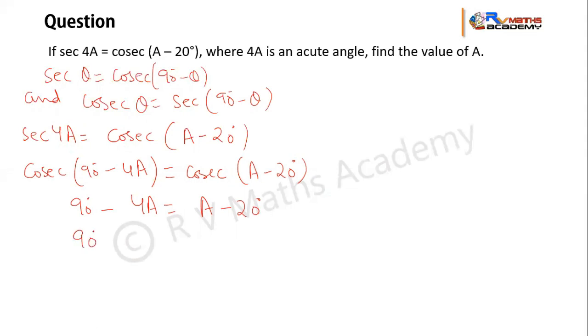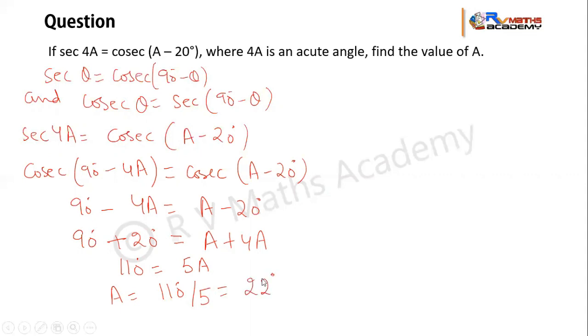Now bring the constant term on one side and the variable on the other side. So I can write 90 degree plus 20 degree is equal to A plus 4A. So this is 110 is equal to 5A. If you divide it, what will you get? 110 degree upon 5. So you will get 22 degrees. So the value of angle A is 22 degrees.